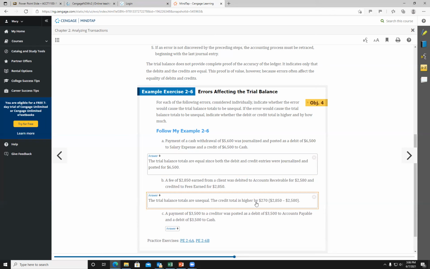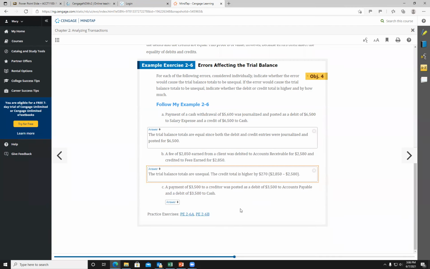And our credit is going to actually be higher by the difference, which is $270. All right, so let's look at this. A payment of $3,500 to a creditor was posted as a debit of $3,500 to accounts payable and a debit of $3,500 to cash. Well, how did they do that?